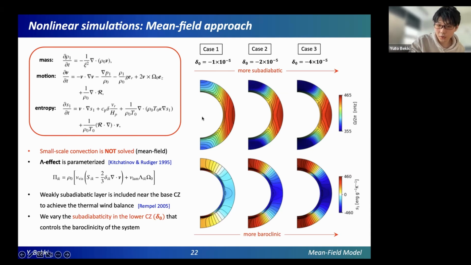And in order to control the latitudinal entropy, the baroclinicity, and the differential rotation, we parameterize the lambda effect, and we change the subadiabaticity in the overshooting layer as a free model parameter to change the baroclinicity of the system. So from case 1 to case 3, I have increased the baroclinicity of the model so that you can see the enhancement of the latitudinal entropy variation. The differential rotation is also enhanced accordingly.